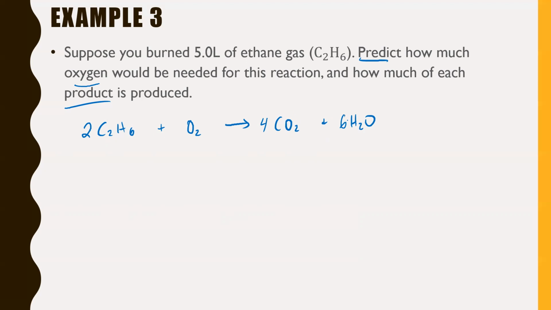4 times 2 is 8. 6 times 1 is 6. 8 plus 6 is 14. We need 14 oxygens here. Well, that's just a 7 that's going to go there. So that's now balanced. I've got that one good. That was a bit of a tricky one.